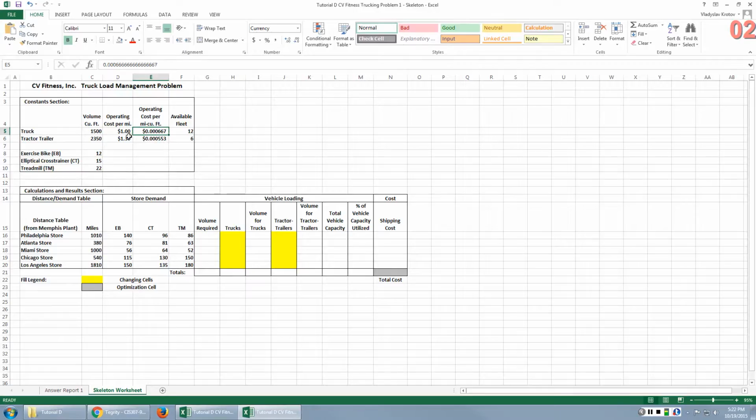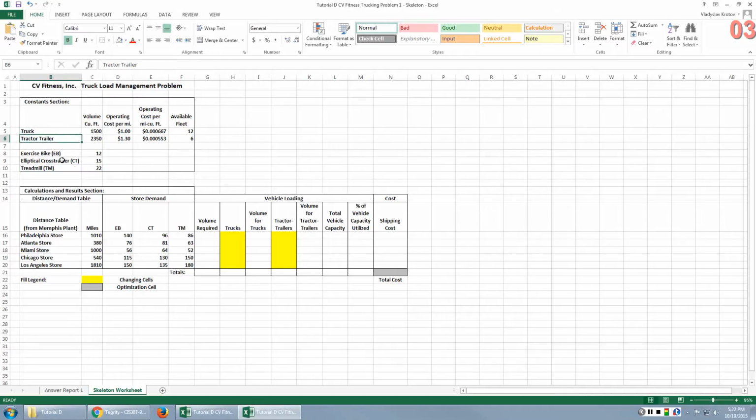This is obtained by dividing cost per mile by the cubic feet capacity of each of the vehicles. So in this particular case, it's not a formula, it's just a value entered here, but you can very easily verify that those values are calculated by dividing operating cost per mile by the volume in cubic feet. So those are your shipment parameters in terms of the kind of volume and cost that you will have if you try to ship something using trucks or tractor trailers.